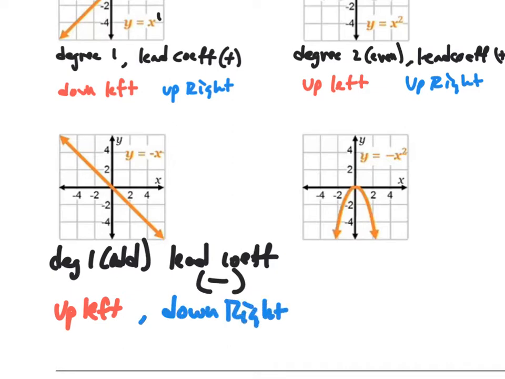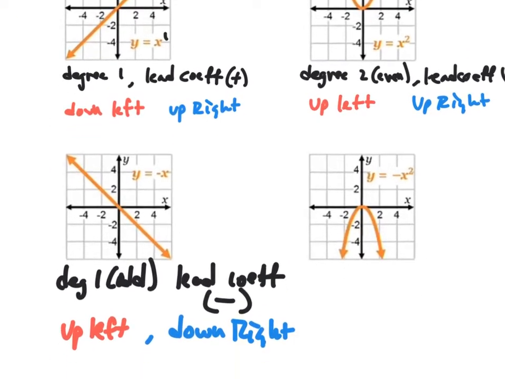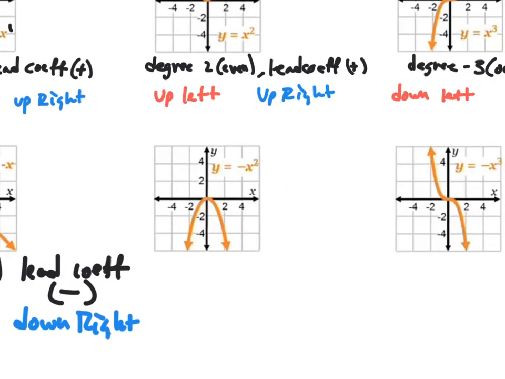Okay? And so what you can tell here is that these graphs of y equals x and y equals negative x are very similar. However, the only difference is the end behavior, and that's because our leading coefficient has changed. All right, so same thing down here.